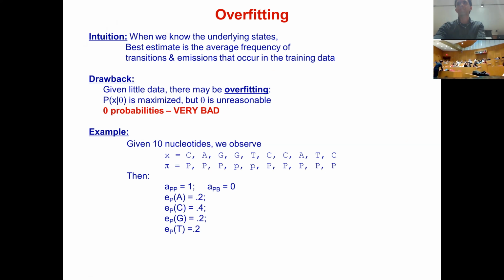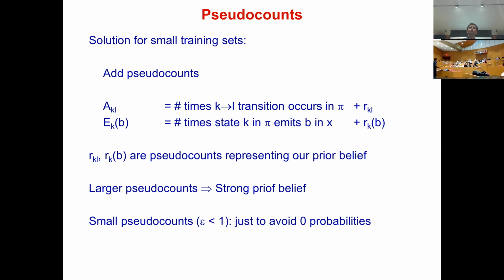The way to deal with that is to include some small number in every probability, in every count. So I'll be a little off in my calculations, but it just won't create any zeros. This is what we call pseudo counts. Basically, A_KL is simply the number of times that I transition from K to L, plus some small count there. And then similarly for this. So these are pseudo counts that actually represent our prior belief.